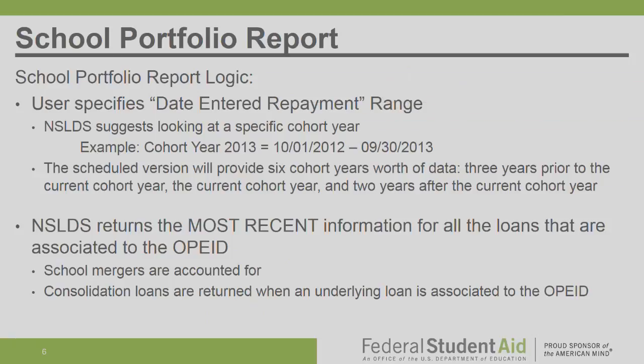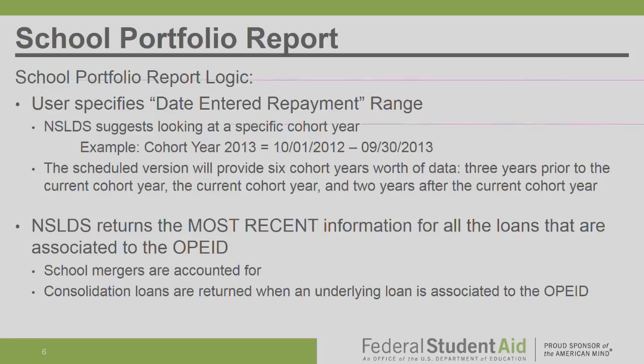So I want to talk a bit about the logic that goes into the school portfolio report, because eventually what we're going to talk about is how you can begin to estimate what your cohort default rates are going to look like based upon the data in the school portfolio report. I mentioned that the user specifies the date entered repayment begin and end range. If you think about the cohort default rates, the denominator is loans that are entering repayment within a fiscal year.